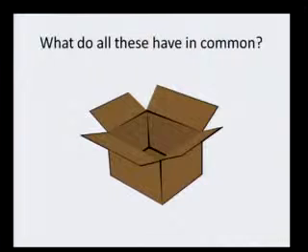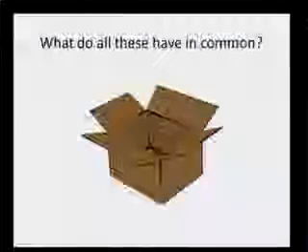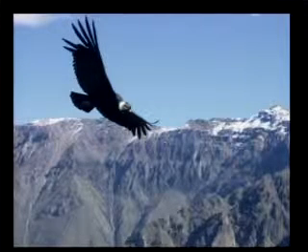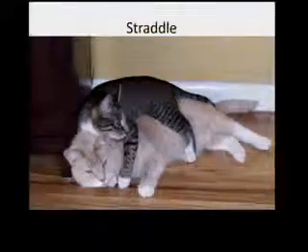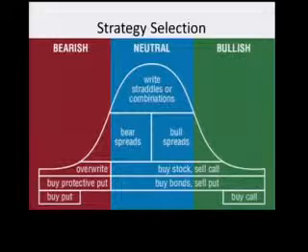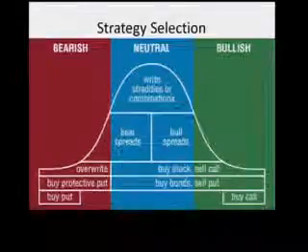Tonight we're looking at option strategies, and we're going to look at some interesting graphics I've got here. So, what do all these have in common? A box, a condor high above the Andes, a butterfly, and a straddle. All of these are option strategies. They're all names that we use for option strategies, and strategies give you so much flexibility and elegance and sophistication in the way you can trade and you can express a particular view on a market. So let's look at some of these strategies.